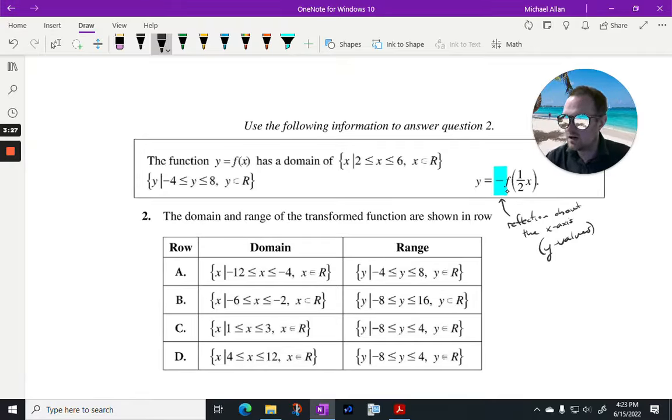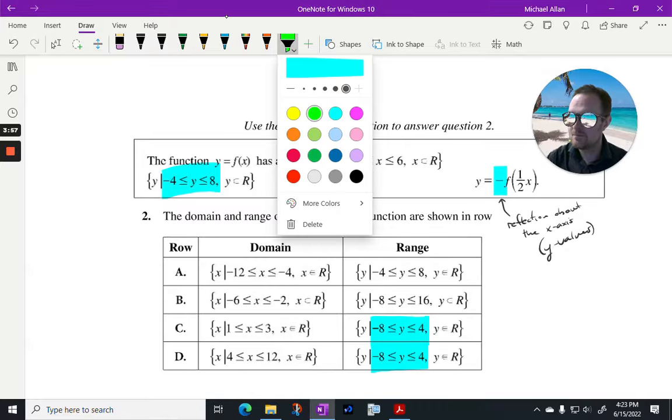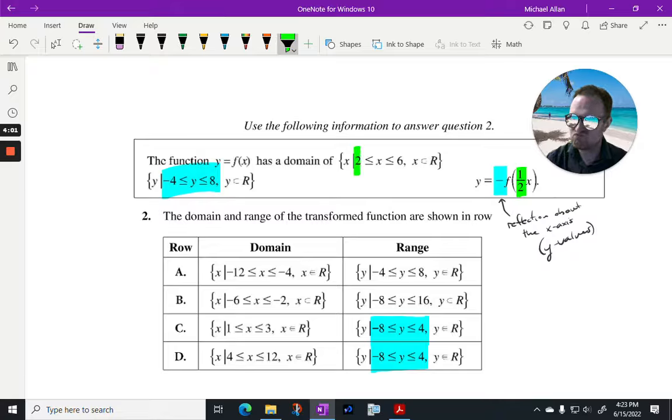So my y's are, I'll highlight it over here too. If my y values are negative 4 and 8, they're going to flip. So now it's going to be negative 8 and positive 4. So I can see that these two solutions would match, right? Now, before I maybe select one of those two answers, I probably want to make sure that this half is not also affecting the y values, but it's not, because this is a horizontal one. It's a horizontal stretch by a factor of 2, right, upon this.